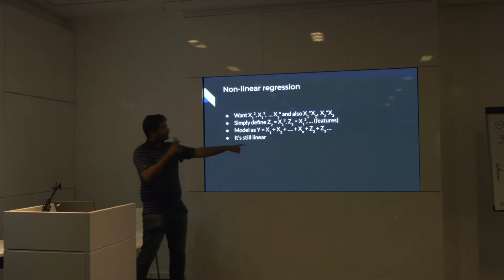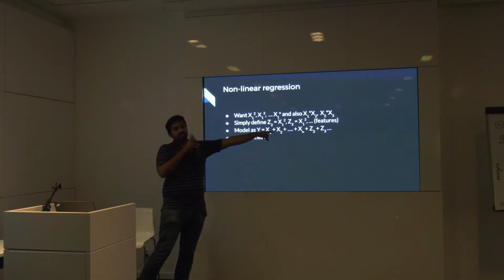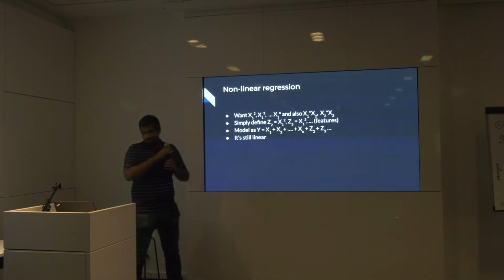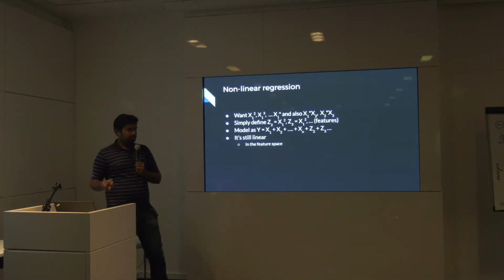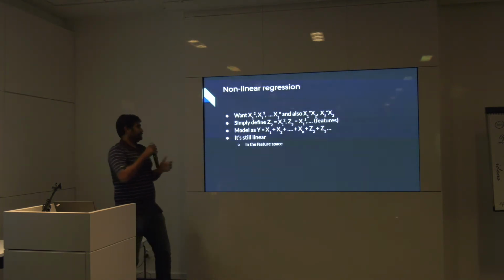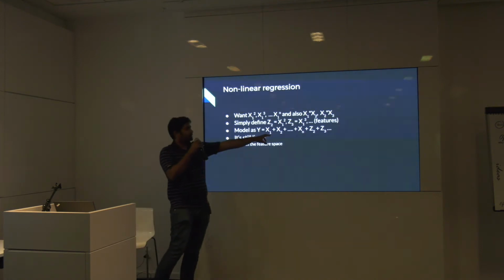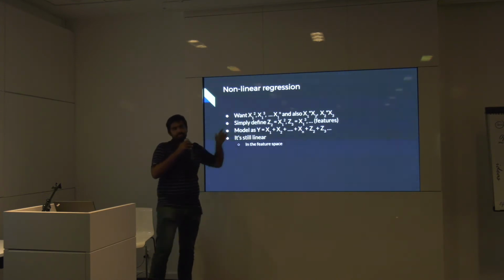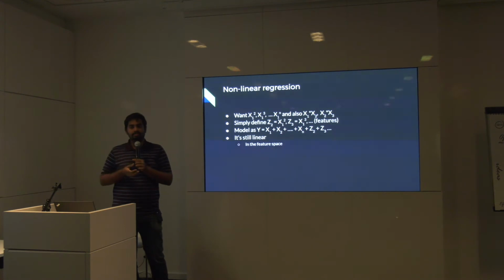But you still have the x squared components hidden inside z2. So it's still linear in what's called the feature space. Feature space right now is x1 to xn, then z2, z3. But it's non-linear if you consider just x1 to xn, right? Am I making sense or?